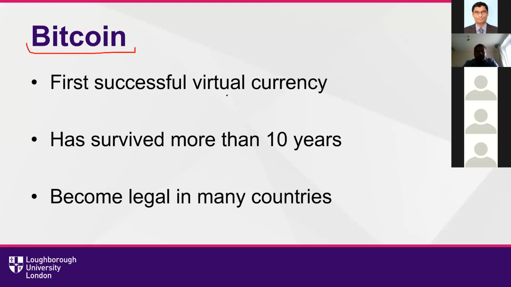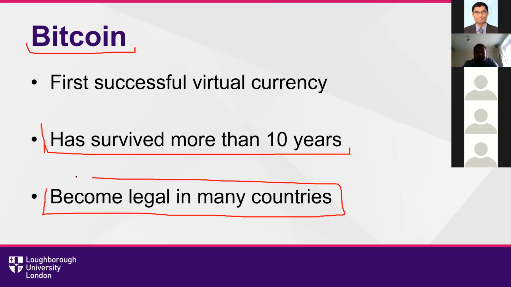Bitcoin is the first successful virtual currency and has survived more than 10 years, maybe 12 years now, right? And nobody has been able to hack Bitcoin. When you think about a digital world, if something survives for more than 10 years, it must be a secure and really good innovation, right? And Bitcoin has actually survived and become legal in many countries. So that's another important thing.